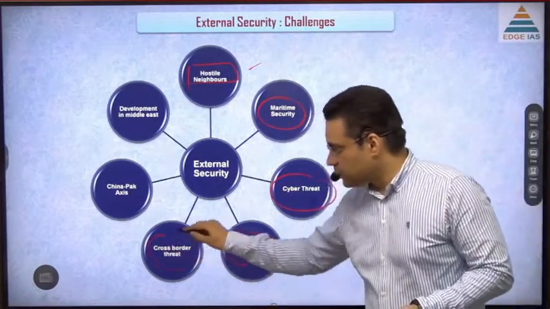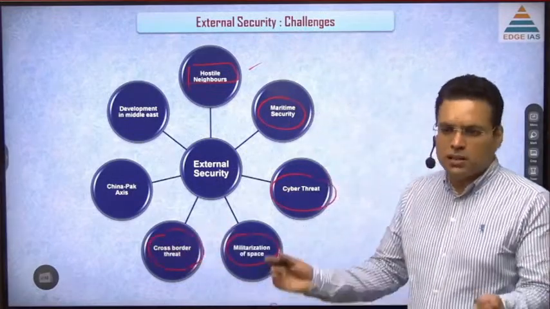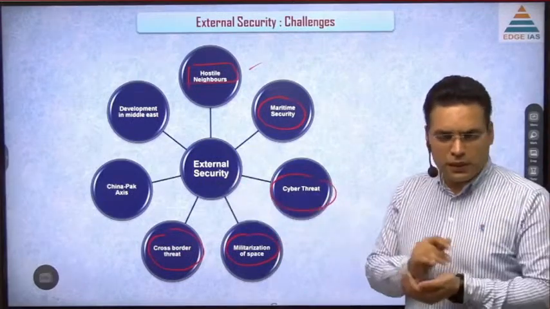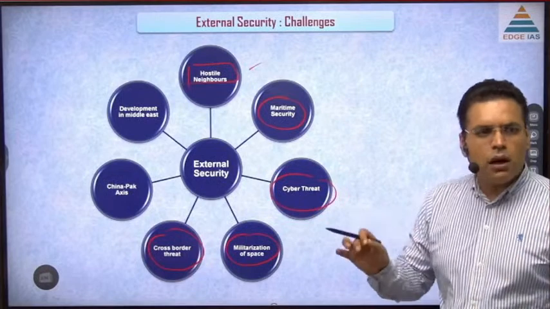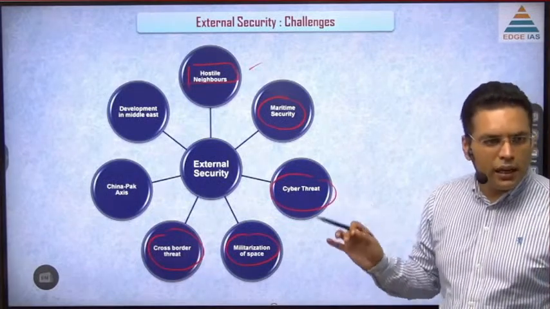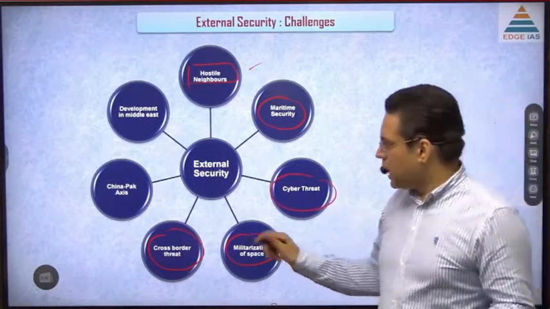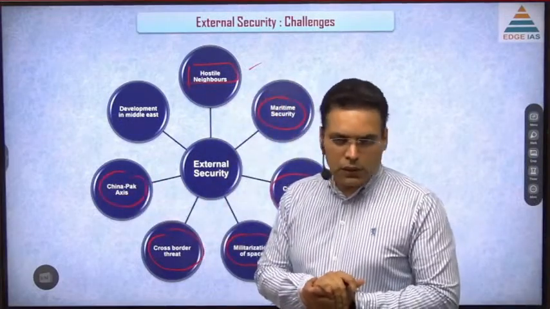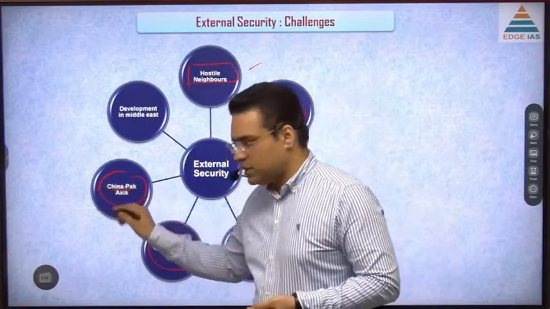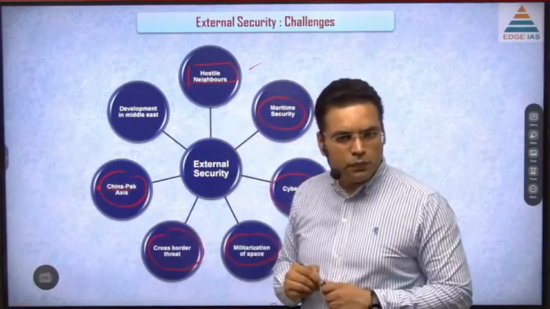Cross-border threat, whether it is terrorism. Though terrorism might be internal, it has an external aspect. Let's talk about global terrorism. Today, terrorism is not coming from one nation. It is globally interconnected. China and Pakistan exist. Again, it is a part of the hostility in terms of neighbors. These two are close friends and they create problems for India.